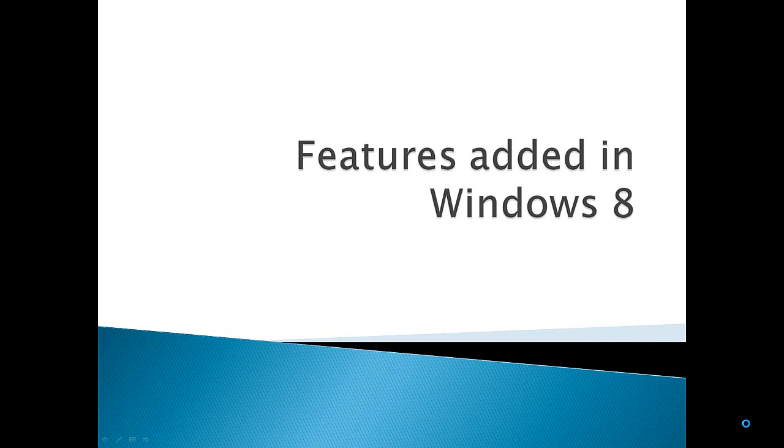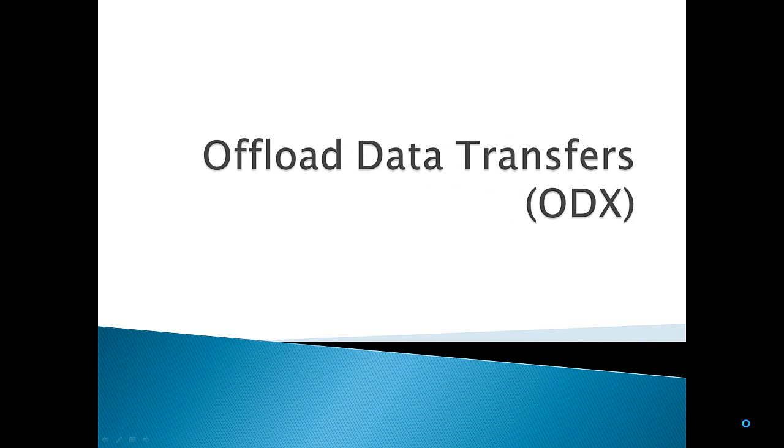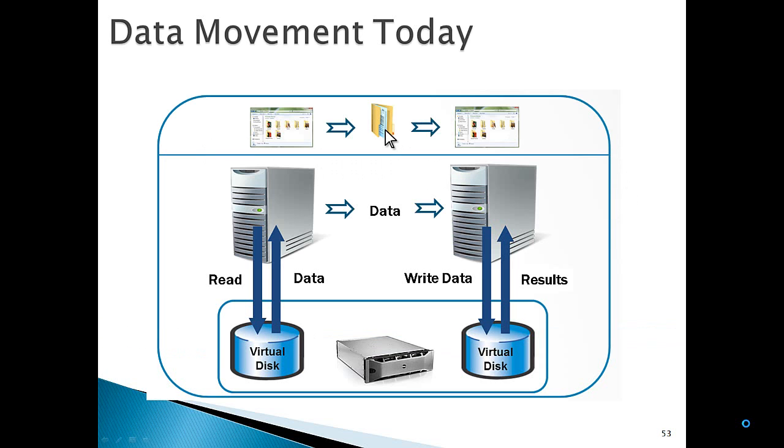Now let's move to Windows 8. There was a very important thing that was added to Windows 8 called offload data transfers, normally referred to as ODX. So here's the way data moves today. It comes out of memory or possibly virtual disk into the PC, goes across the wire to another PC, which then stores it either in RAM or virtual disk.